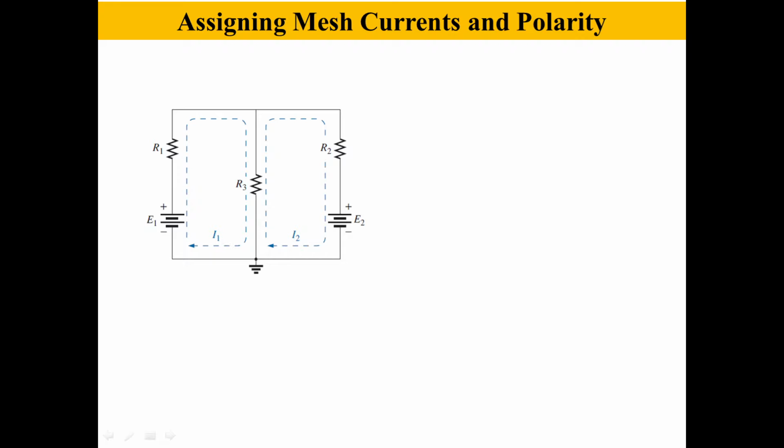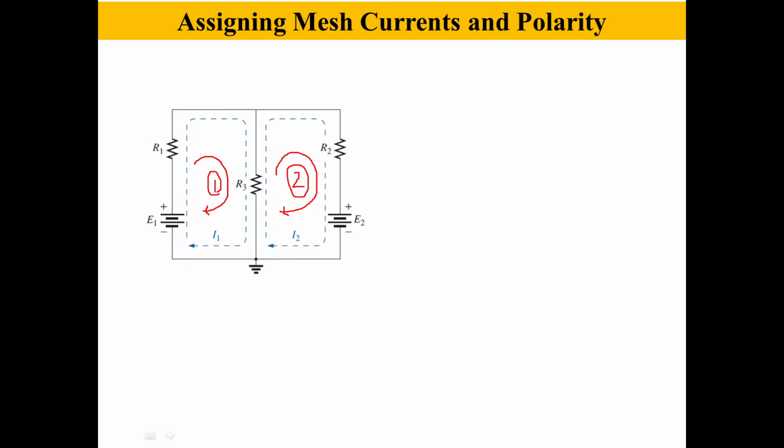Now here the first thing that we have to do is assign mesh currents and polarity. The first step is that I have found there are two windows. Once you find there are two windows, we have to assume the current in the clockwise direction. See this, here they have assumed the current like this. So this is the direction of the current, and the current in this mesh is called I1. And in window 2, again they are assuming the current in the clockwise direction. So this current is called I2. So this is our first step.